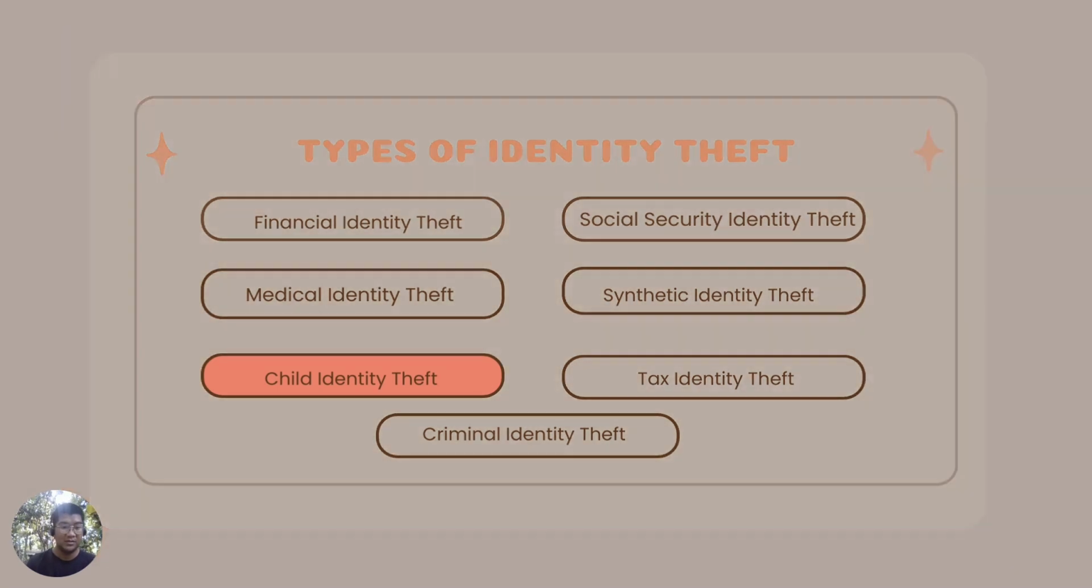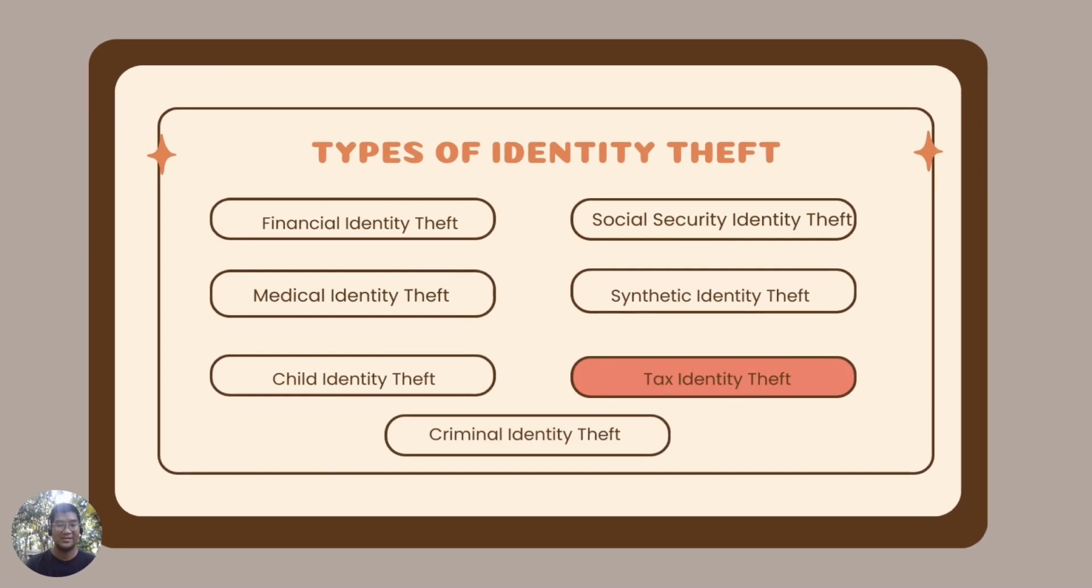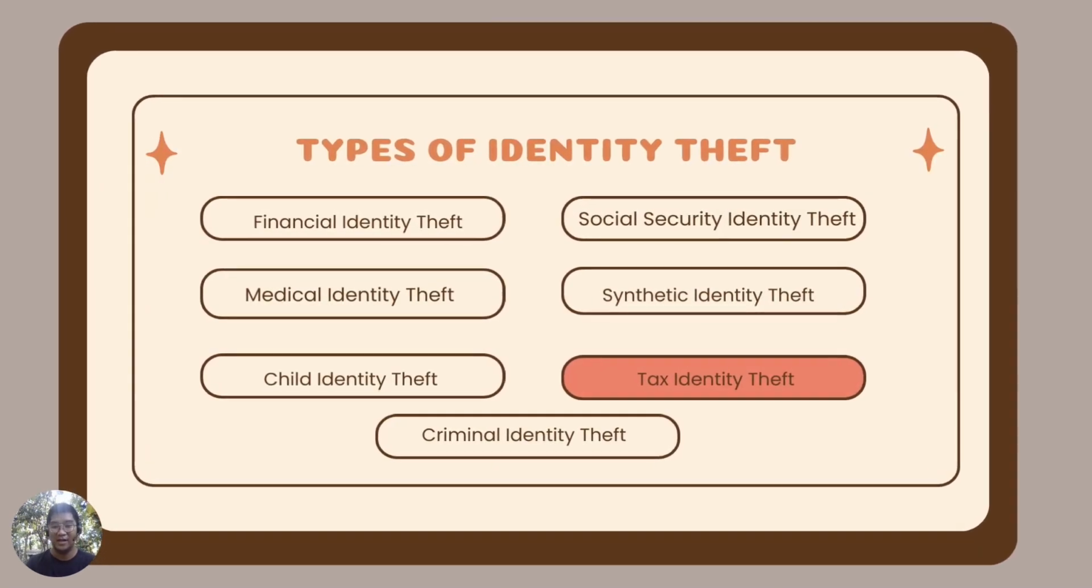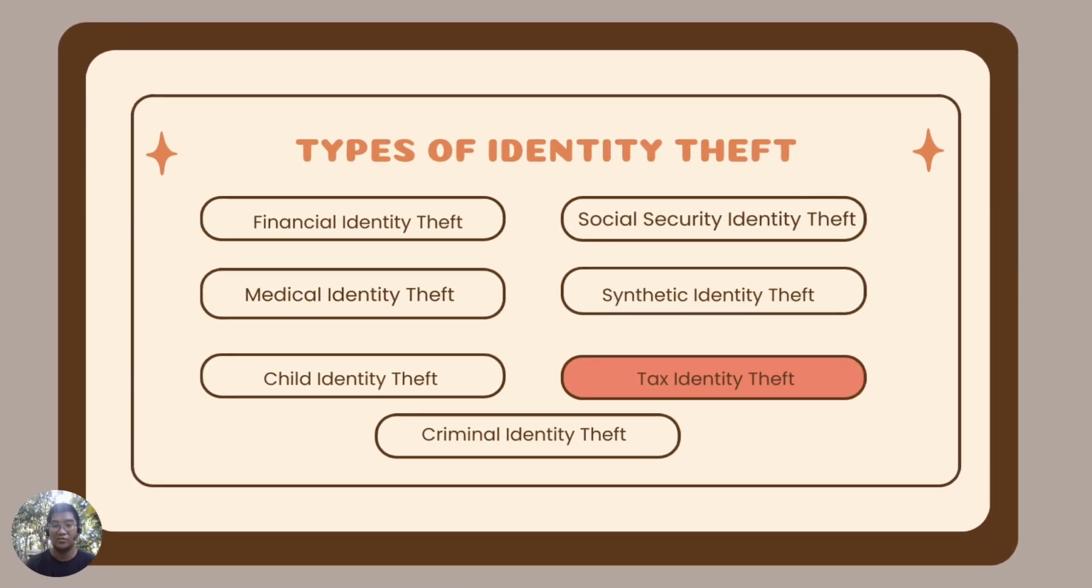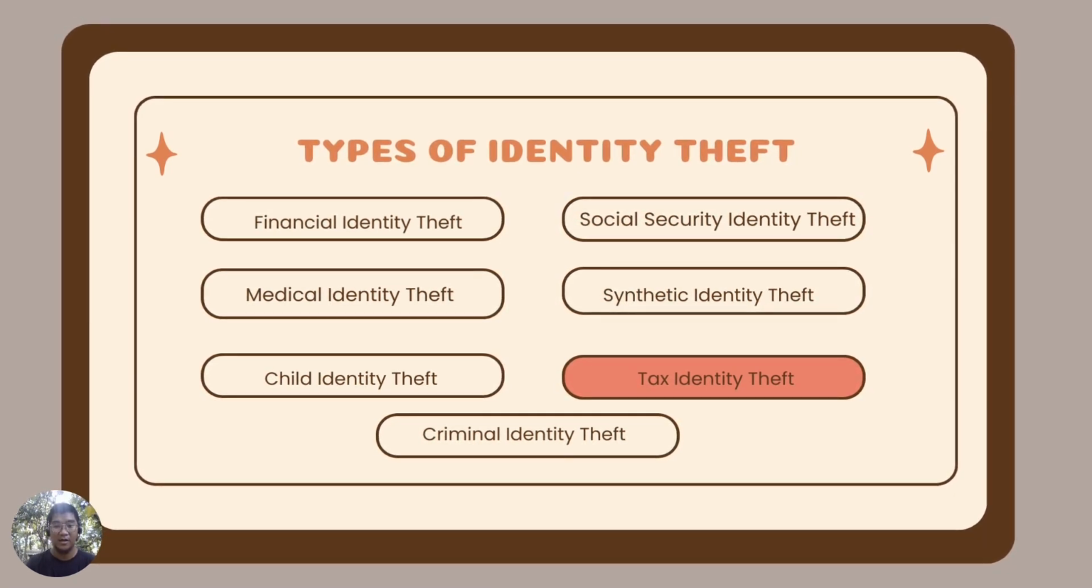Some people even steal the personal information of deceased loved ones. And going to number six, the tax identity theft. Tax identity theft occurs when someone uses your personal information, including your social security number, to file a bogus state or federal tax return in your name and collect a refund.